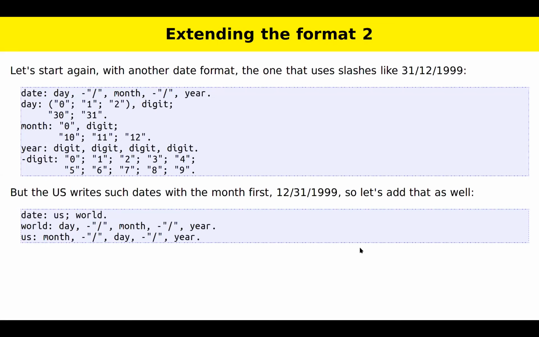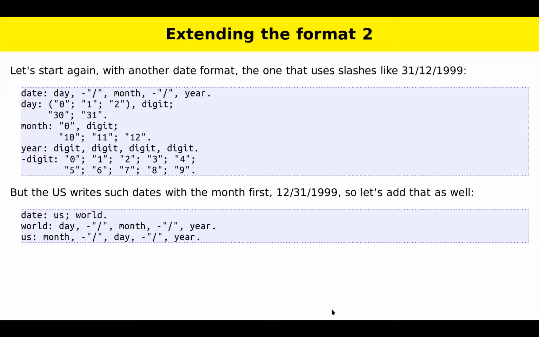But now we're going to add another date format, the one that uses slashes like 31/12/1999. So to do that, we say date is a day, a slash, a hidden slash, a month, a slash, and a year. And a day is 0 to 29 or 30 or 31, and a month is 0, 1 up to 12. A year is 4 digits, and the digits is the same as ever. Now that's how most of the world writes slash dates, but in the US they write it with a month first, so we'll add that as well.